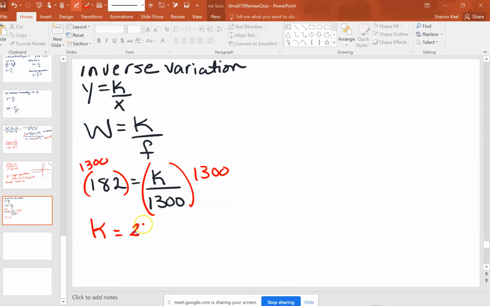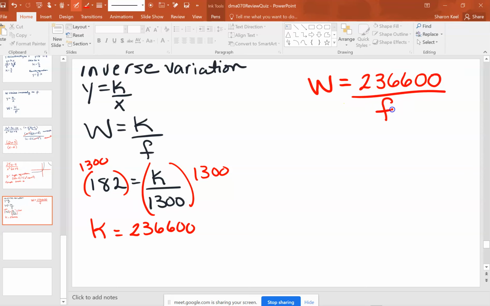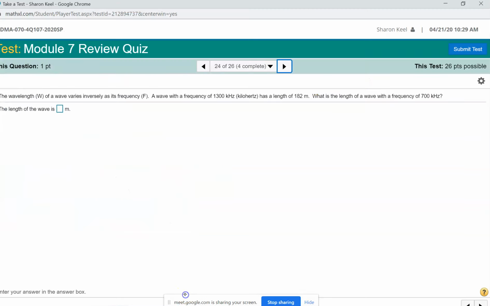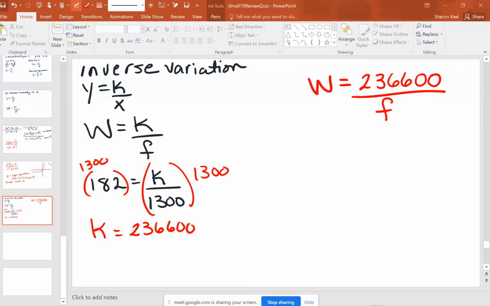236,600. So now my equation is W equals 236,600 over frequency. So that's now my new equation. Now they're asking us a question. What is the length of a wave with a frequency of 700? So we want to know what's the wavelength if your frequency is 700.